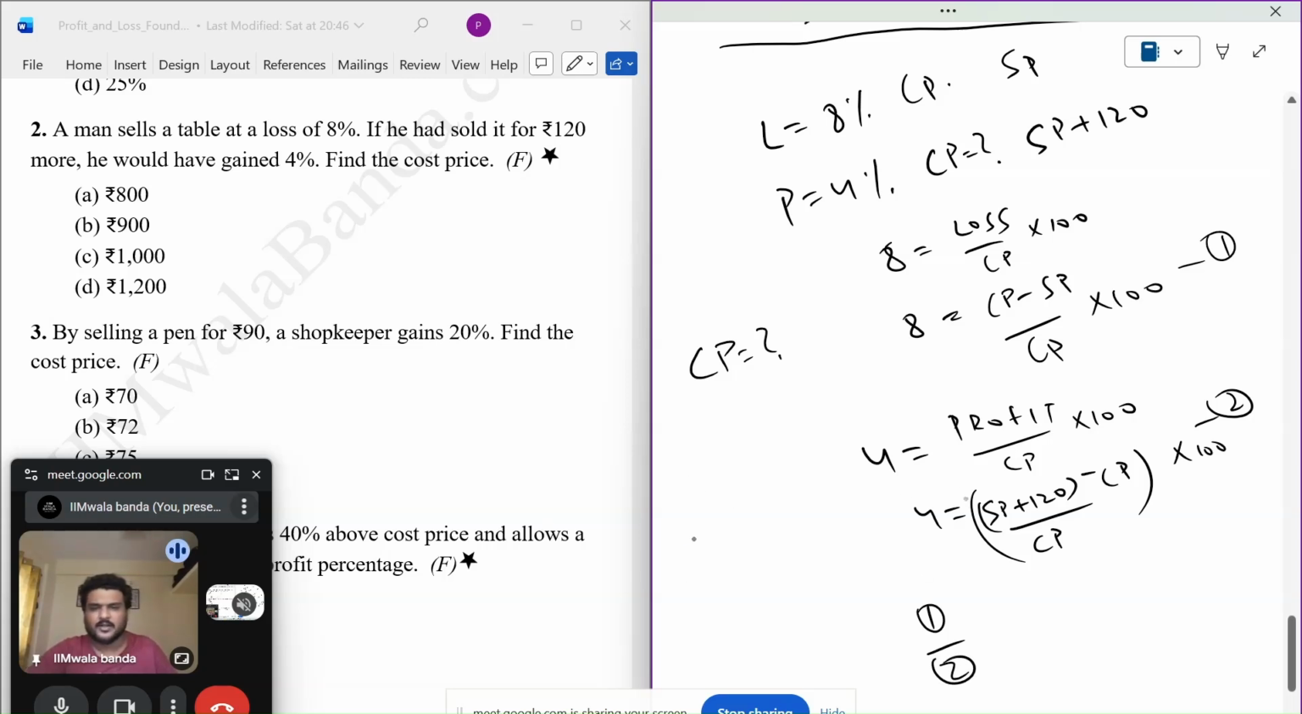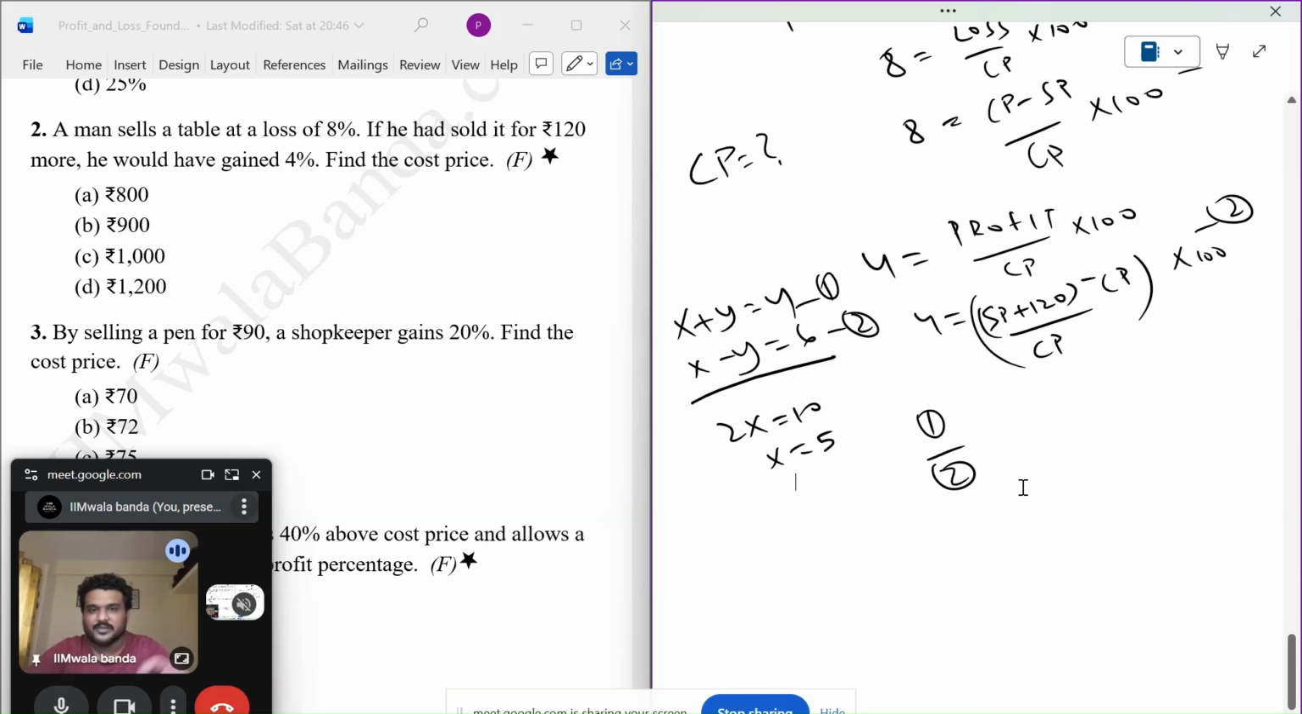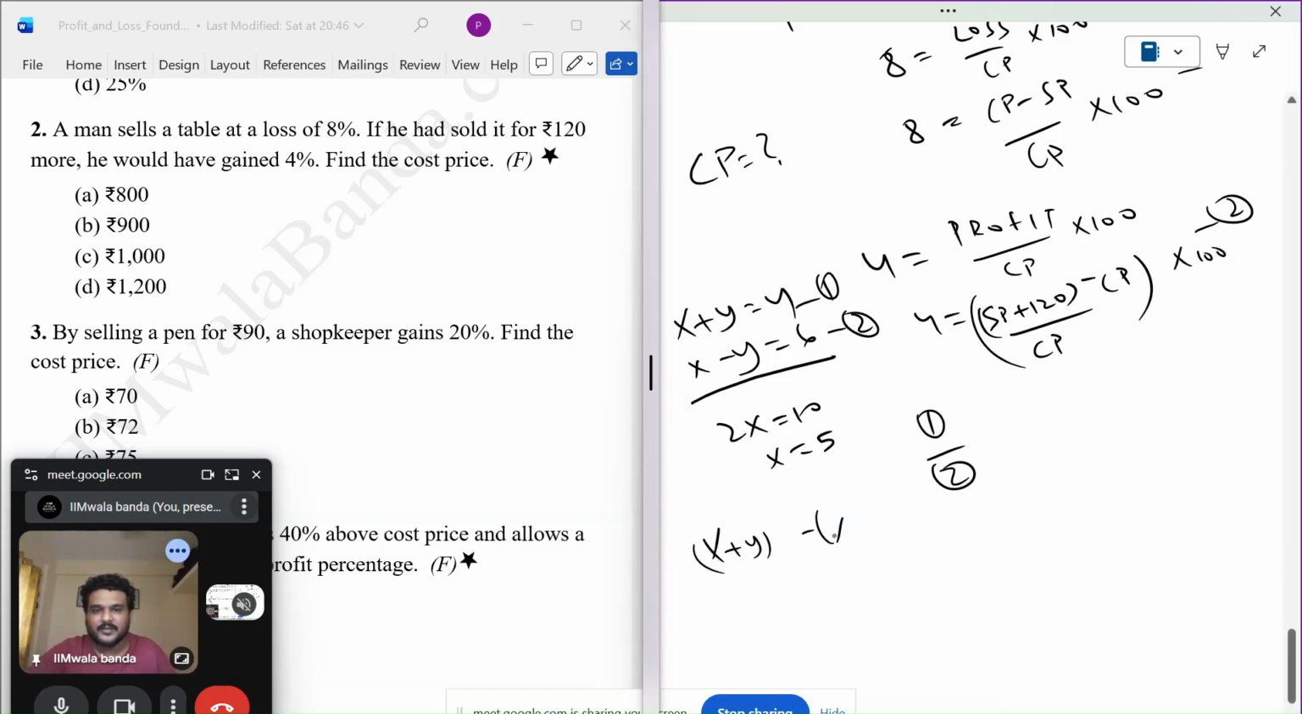Let's just quickly let you know that if you have two equations, x plus y is equal to 4, x minus y is equal to 6, you are very comfortable in adding these two equations and then getting x as 5, right? And you're very comfortable in subtracting these two equations. For example, x plus y minus x minus y is equal to 4 minus 6. This also you can do. x and x will get cancelled. This will become 2y is equal to minus 2, or y is equal to minus 1.